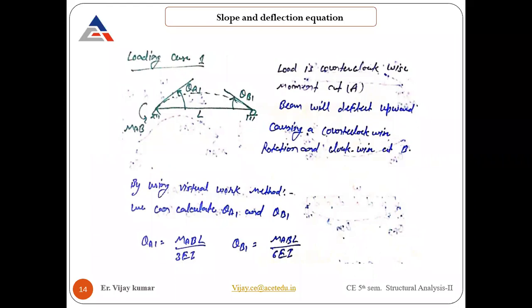You can use the moment area method, the virtual work method, or the conjugate beam method, whatever you want. You can follow any one of them. From there you get the value of theta A1 as MAB L divided by 3EI. The far end value is basically half of this value, so this is nothing but MAB L by 6EI. That's how we are going to calculate for further cases also.